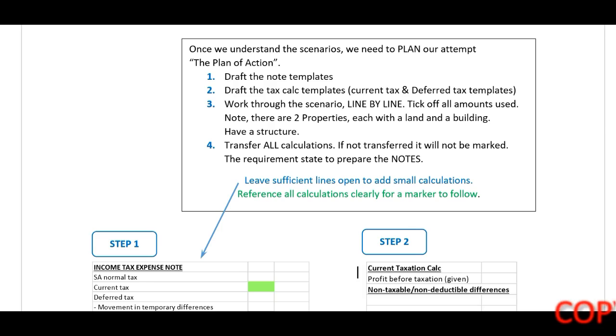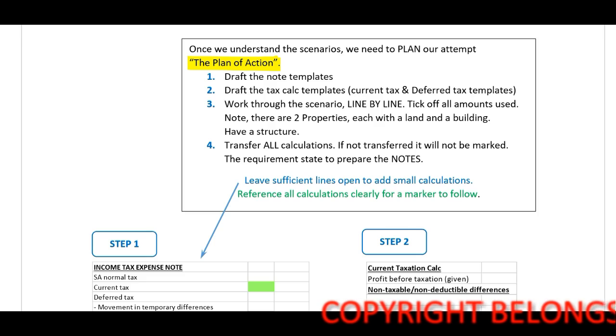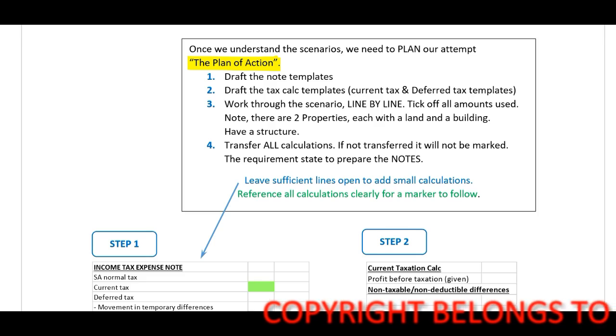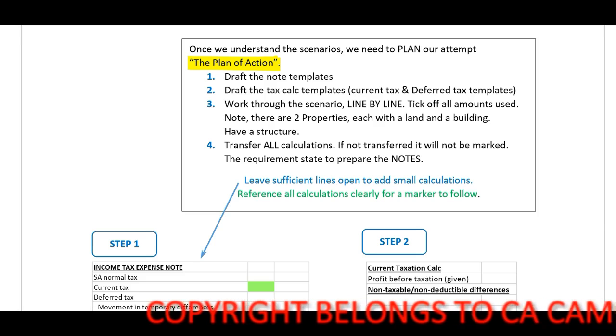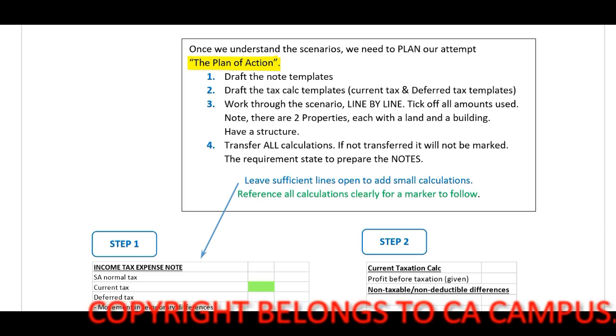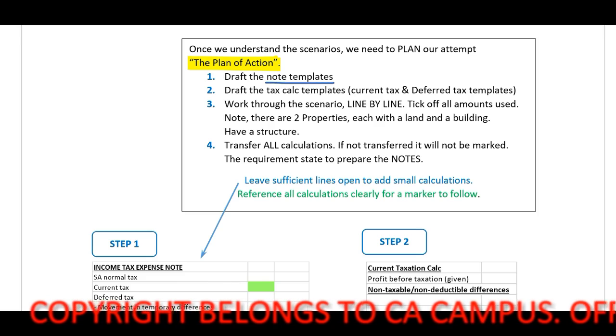Now that we understand the scenario, it is always important to have a plan of action. You don't have to write this down, but you need to be able to follow this in your mind. Remember, this is part of your exam technique to ensure that you score the maximum number of marks in a question. Right. Step 1, draft your templates in terms of your notes.